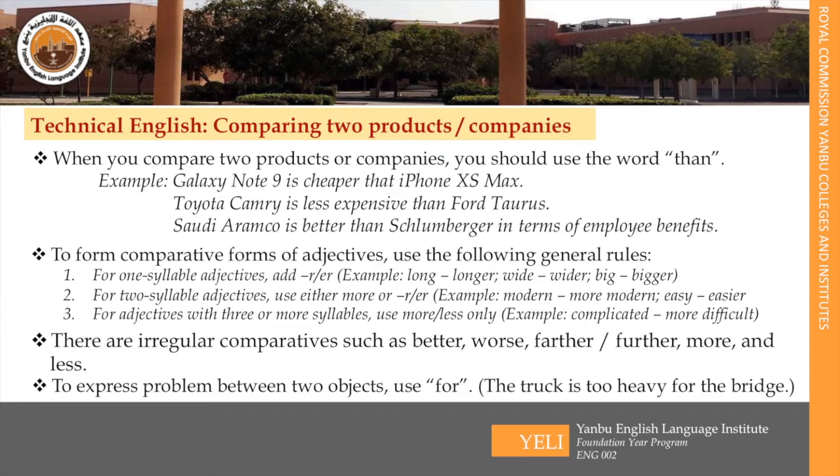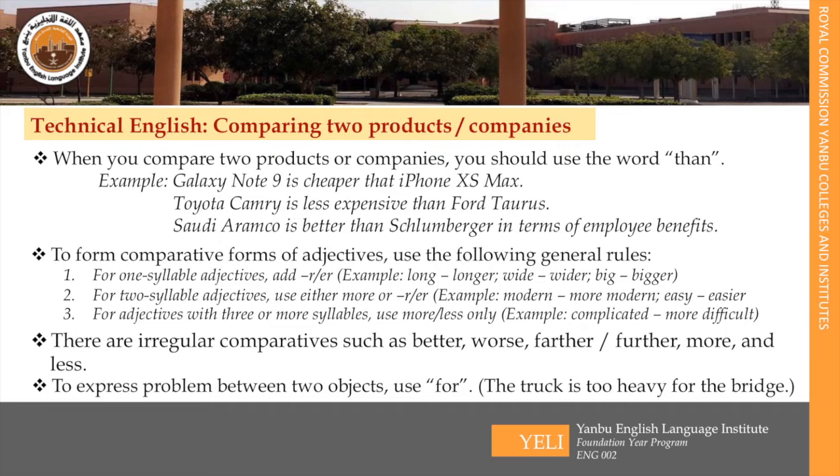Now, to form comparative forms of adjectives, use the following general rules. For one-syllable adjectives, you add -er, or you add -r if the word already ends in e. For example, long, longer; wide, wider. For two-syllable adjectives, use either more or -r or -er. For example, modern has two sounds, or two syllables, so you say more modern. Easy, so you say easier.